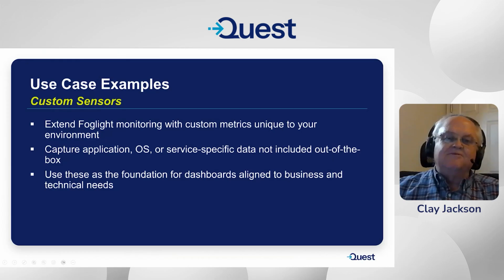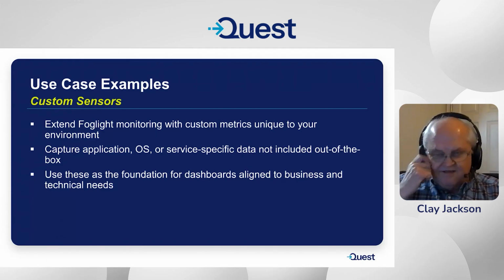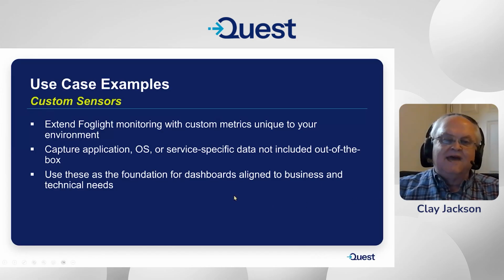So again, the use case examples. What are we doing? We're trying to extend Foglight with custom metrics that are unique to your particular environment. We're going to capture OS and/or service-specific data that's not included in out-of-the-box monitoring. That service-specific data is going to be important. I'll talk a little bit about services before I start this, because services can be your friend. You can divide things up and show things, and also divide up dashboards and do some other things with services that I'll show you about. And this is going to be a foundation of how to really make Foglight your own and take it beyond just the basic out of the box things and monitor all the critical parts of your business that you need.